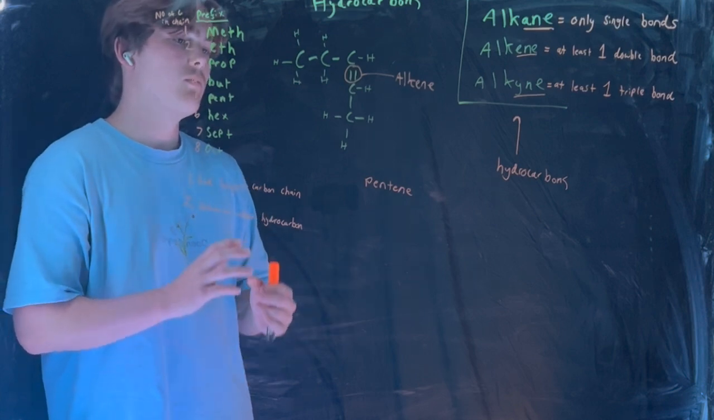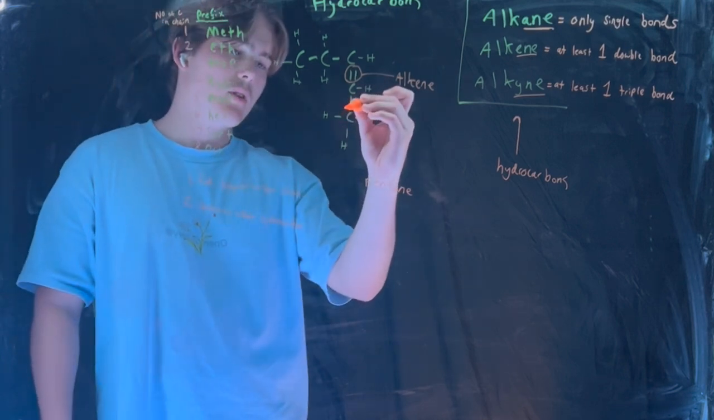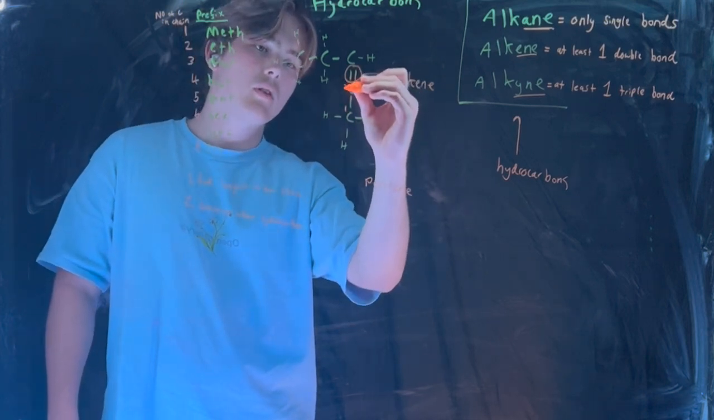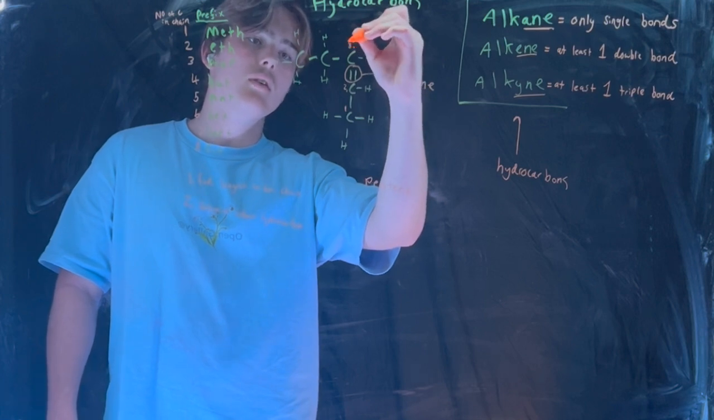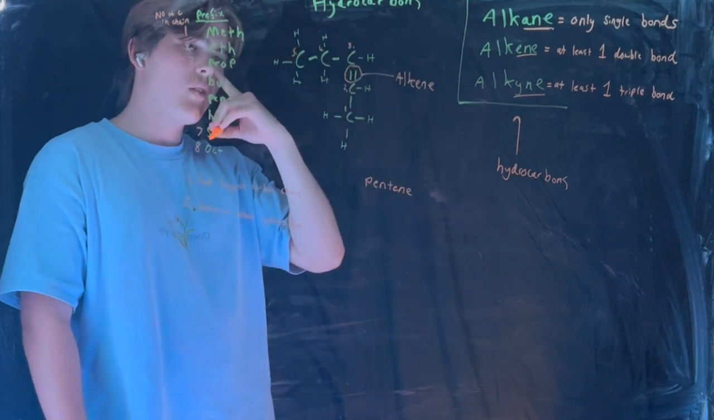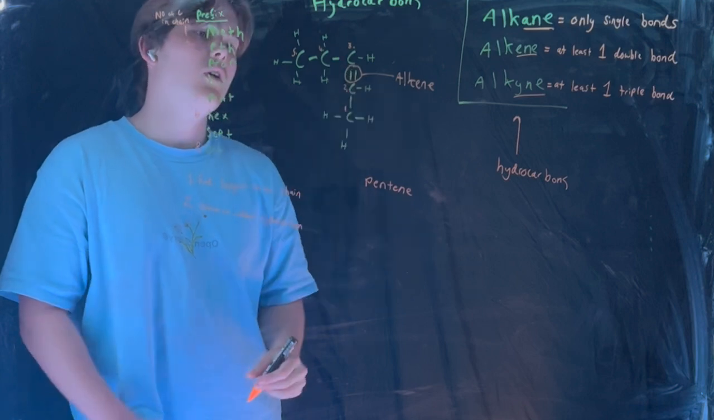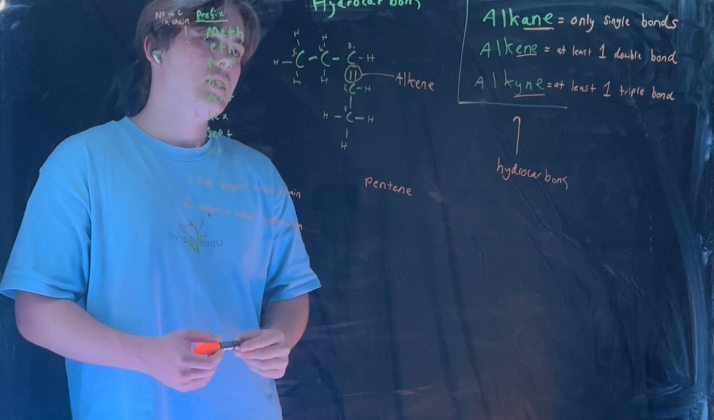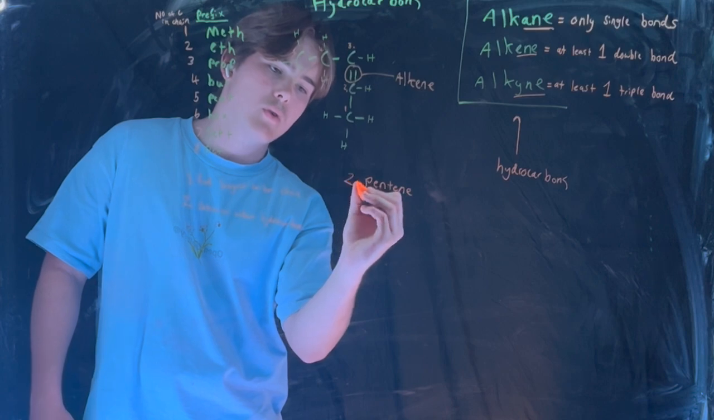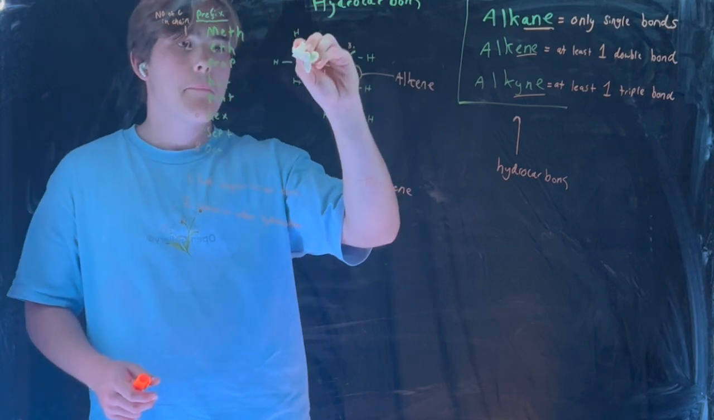So let's have a look at this molecule now. If we label the carbons this way, so we call this carbon 1, carbon 2, 3, 4, and 5, we could say that the double bond is on carbon 2. Now let's look at it the other way. So we can either say 2-pentene, or let's look at it another way.